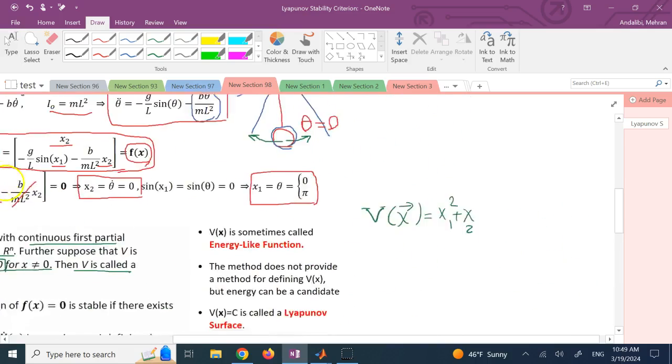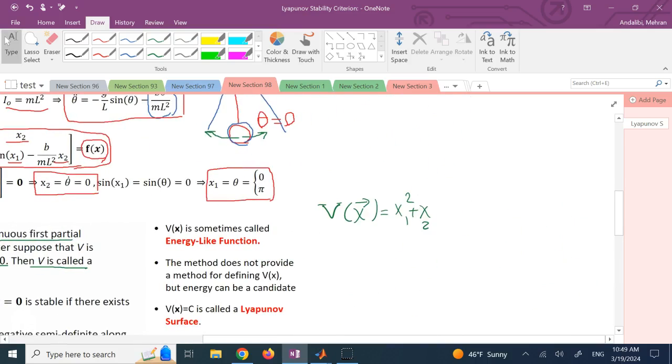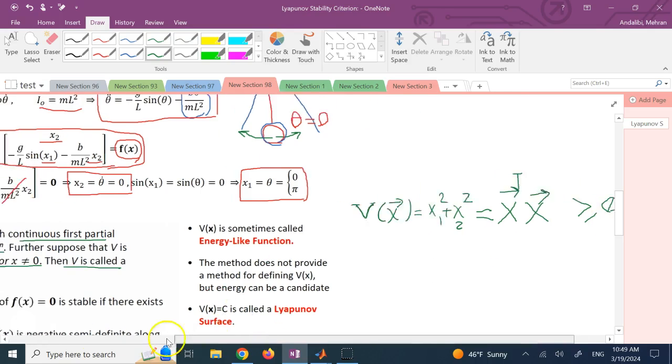Or if you want to write it in a vector notation, you can say x transpose times x. So let's write it down. So you can write it this way. Clearly, only at the origin, when x1 and x2 are 0, this is 0. Anywhere else, this is bigger than 0. So this is a positive definite function, right?